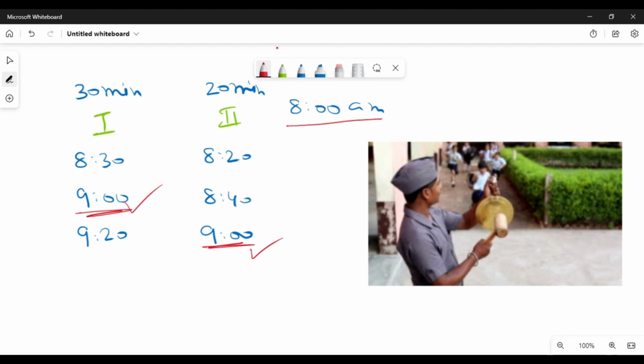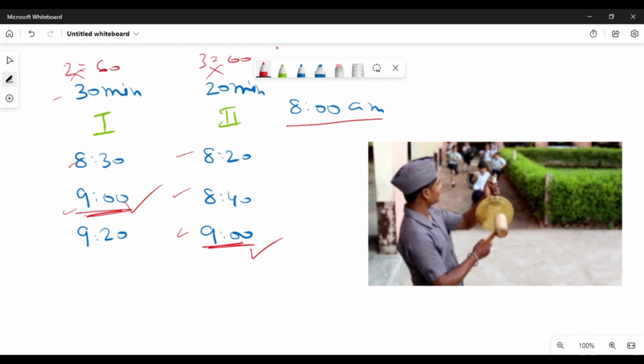First of all, in such types of problems, you have to observe that the bell will ring afterwards. Bell will ring afterwards means you are calculating the common multiple of both the things. See, 30 into 2, you are getting 60, and 20 into 3, you are getting 60. So for this, 3 times it is coming, and for this, 2.